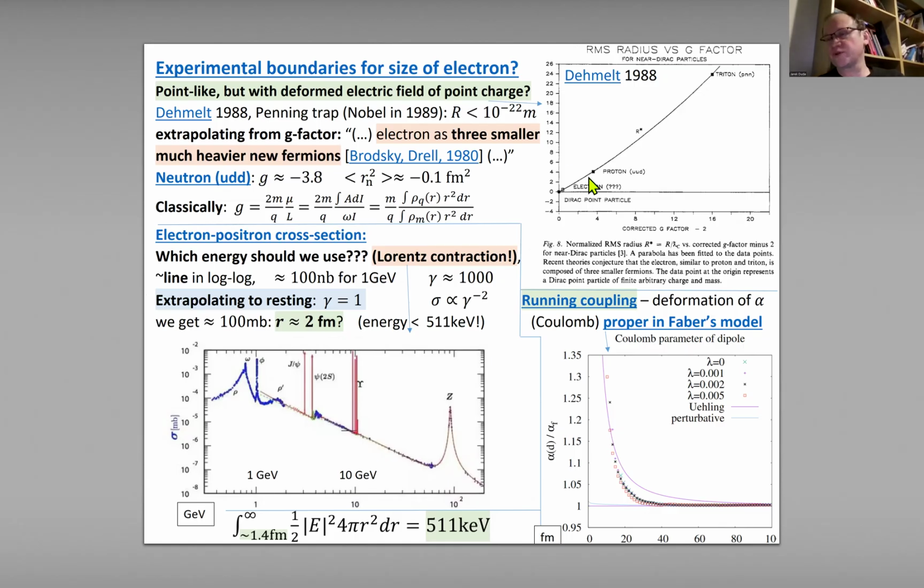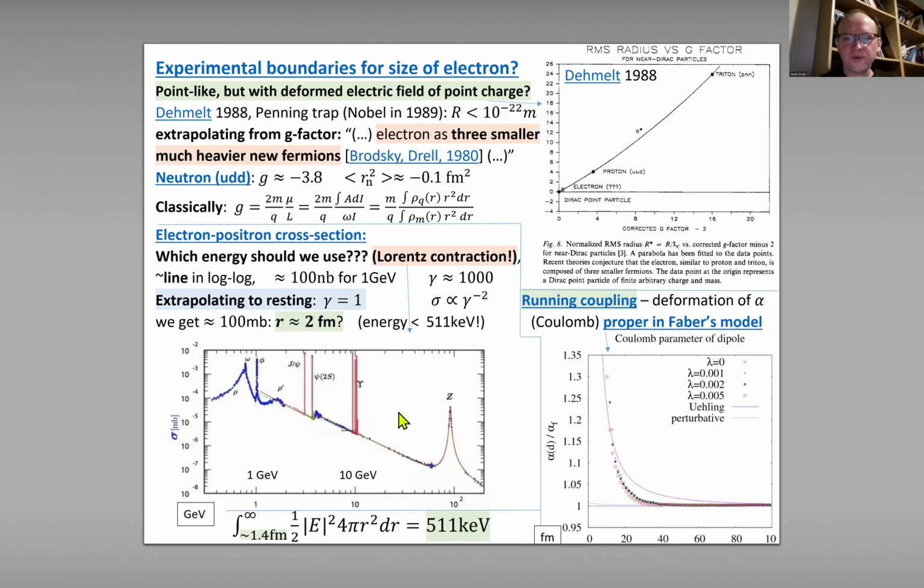So let's look at more serious arguments. One is the running coupling, and we get the agreement. And another is the electron-positron cross-section, looking at this energy, which is huge energy. In a log-log plot, we can see there is mostly linear behavior. But we are interested not in scattering of high energy particles, but in the size of the resting electron.